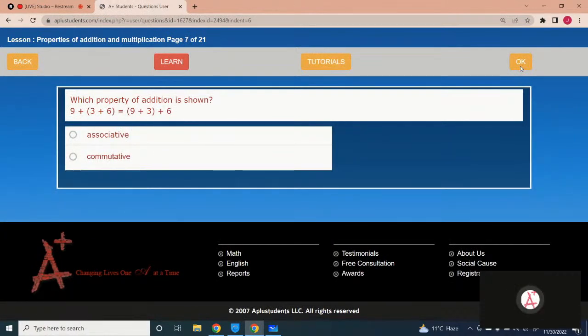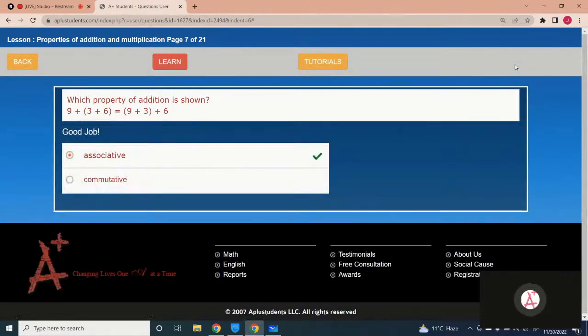Okay, which property of addition is shown? Which option is the correct one? Option number 1. It is the associative property. On both sides, three of the numbers are involved. Just the order of solving them is different. So it would be the associative property. Got it?